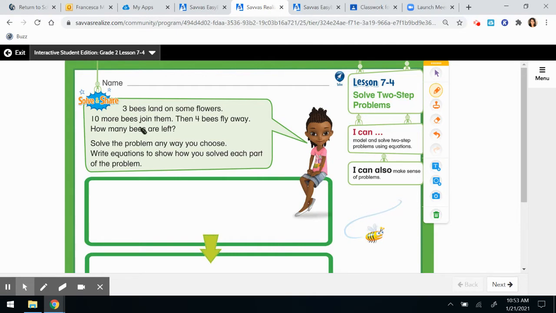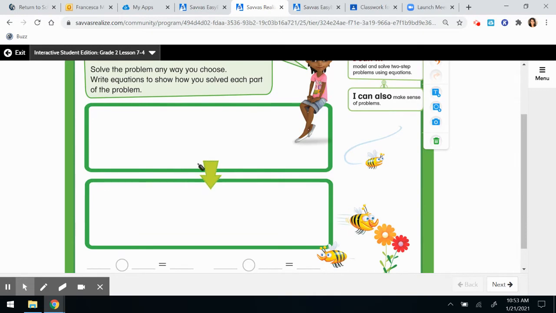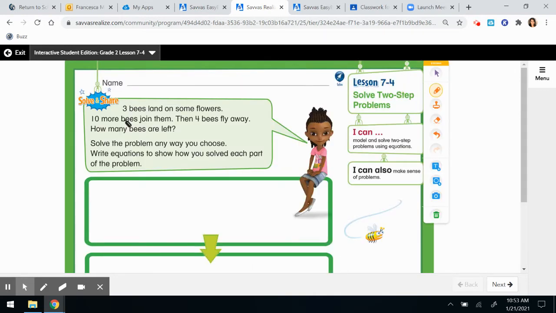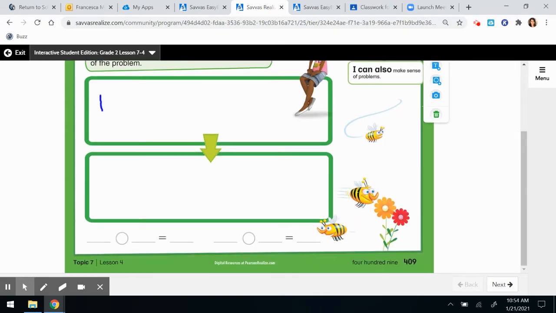3 bees land on some flowers. 10 more bees join them. Then 4 bees fly away. How many bees are left? Solve the problem any way you choose. Write equations to show how you solved each part of the problem. So here we're going to do step 1. So I'm going to do a 1. Oh, let me get my color. Step 1, step 2, and then at the bottom here, we'll write our equations.